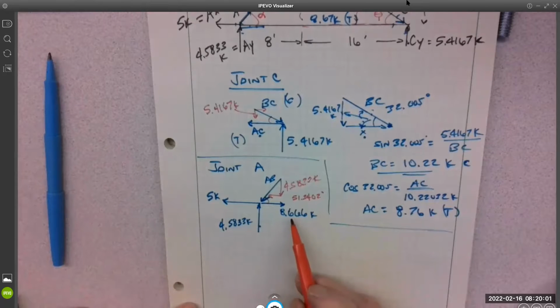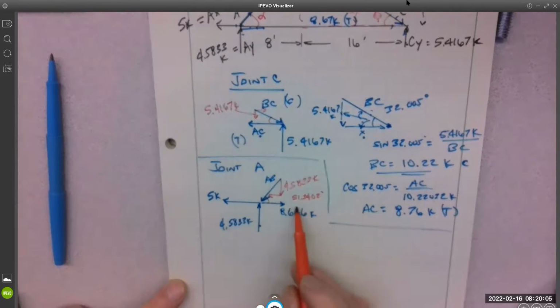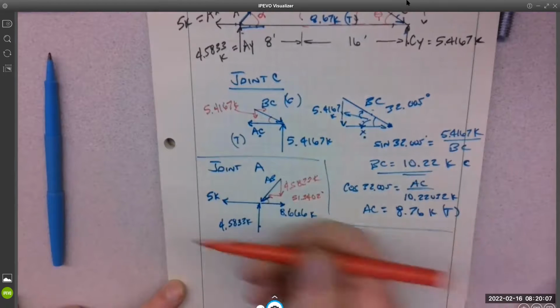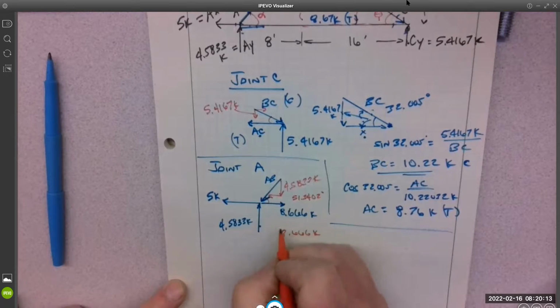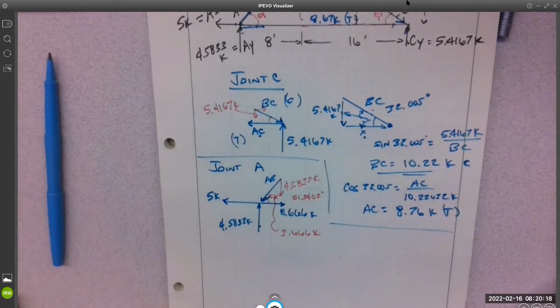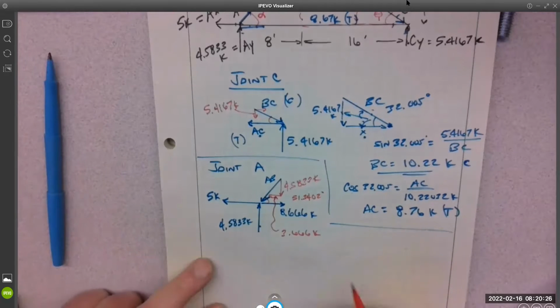So what is that? 3.666? To the right, yeah. Oh, it's got to be left to oppose it, right? Correct. 3.666K is this one right there, by summing the forces in the X. I mean, that's the equation that would give it to you, right? So then you can just put that in.